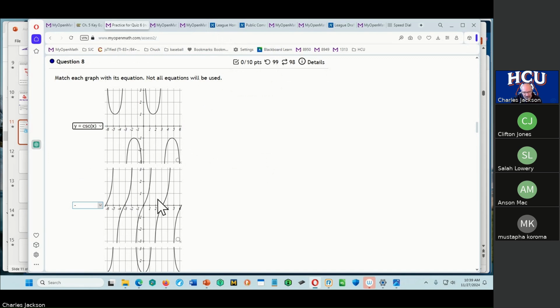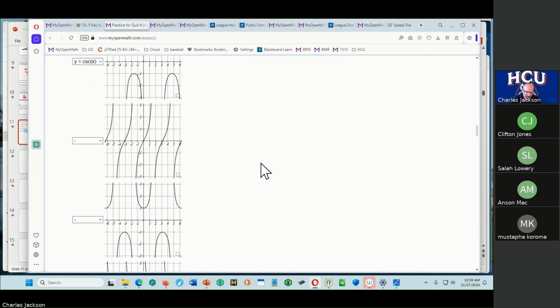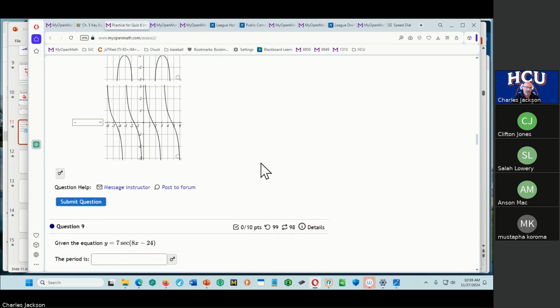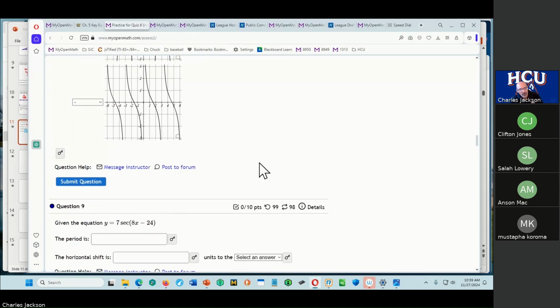This one is tan. The one that goes through the origin is tan. Its reciprocal, which kind of looks similar, is cotangent. It's the one that has a vertical asymptote at the y-axis. That's cotangent.